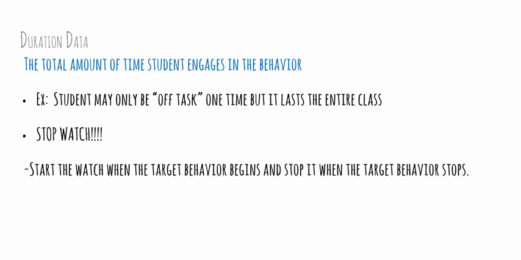This type of data can be collected using a stopwatch. You start the watch when the behavior begins and stop it when the behavior ends. The total time in between would indicate your duration data. If you do not have access to a stopwatch, you could also record this information in a table with 3 columns labeled start time, end time, and total time.